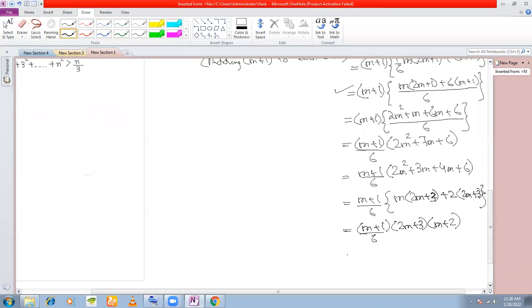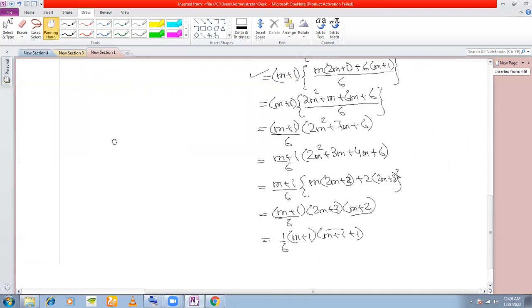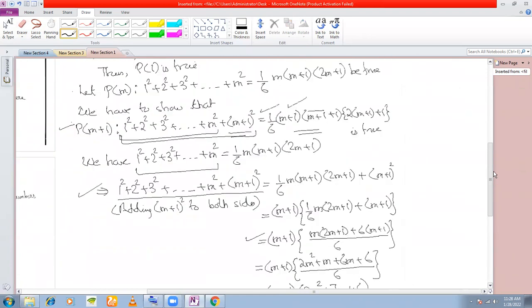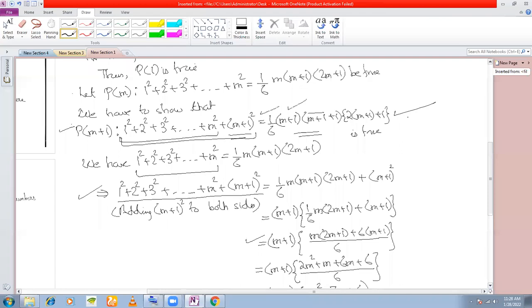Okay. Now check. This can be written as 1/6 (m plus 1), right? And m plus 2 can be written as (m plus 1) plus 1. And what can 2m plus 3 be written as? Twice (m plus 1) plus 1. Can I write this or not? Yes, sir. So have I got P(m plus 1)? Yes, sir. So assuming P(m), we have proved P(m plus 1).